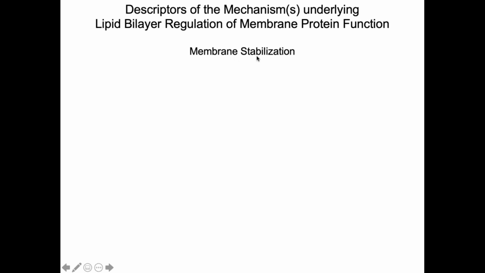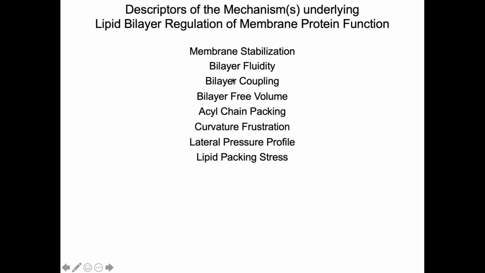The first that was used, in the 1950s and 60s, was membrane stabilization. It was noted that some experimental maneuvers reduced the electrical excitability of nerve membranes or reduced the sensitivity of red blood cell membranes to osmotic lysis. Then the next term that came around in the early 1970s was bilayer fluidity. And over the next, say, 10, 15 years, the bilayer regulation of membrane protein function was described using a variety of terms that are somewhat difficult to quantify.